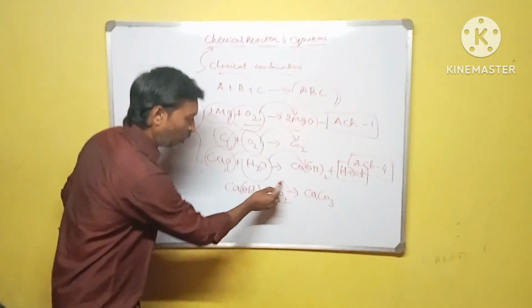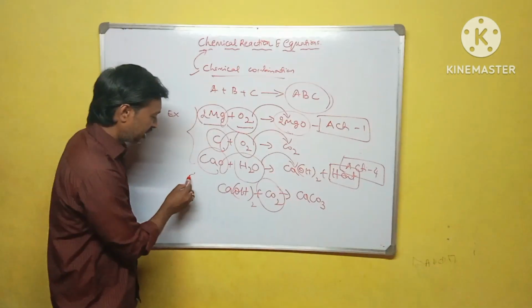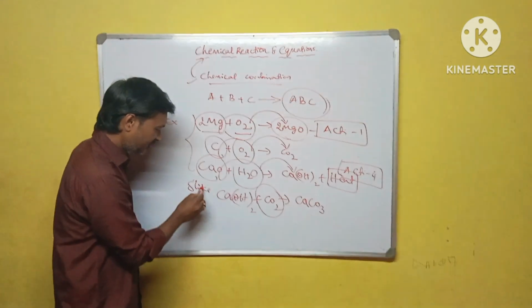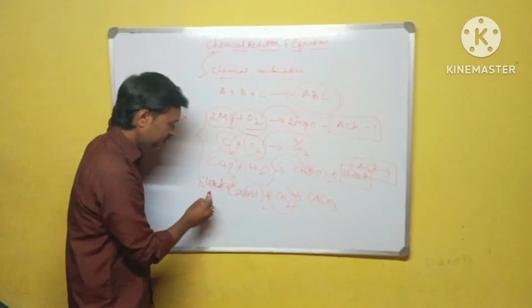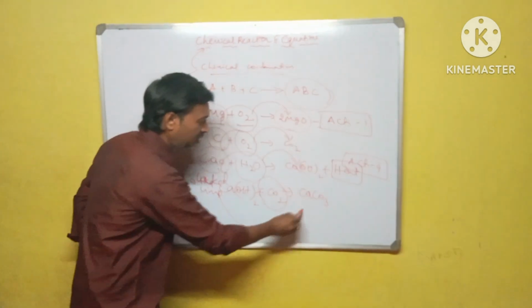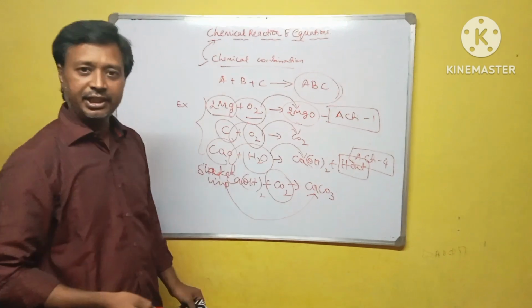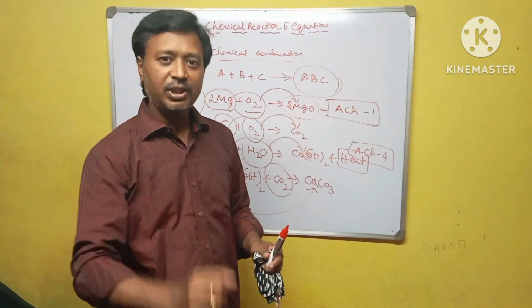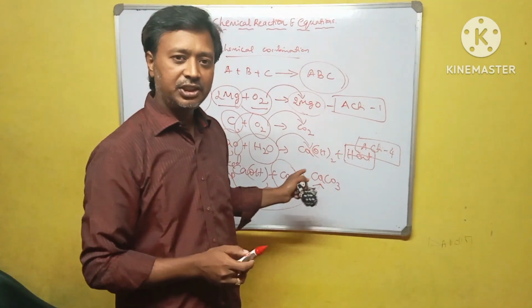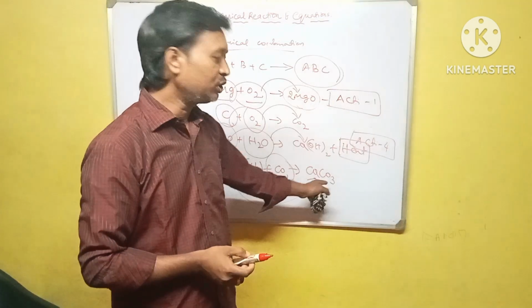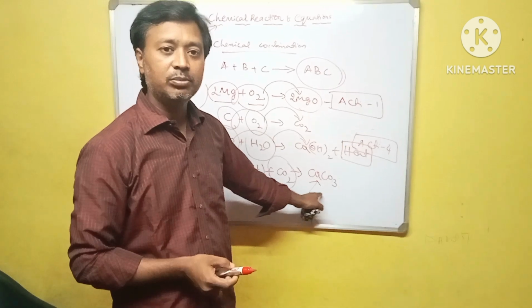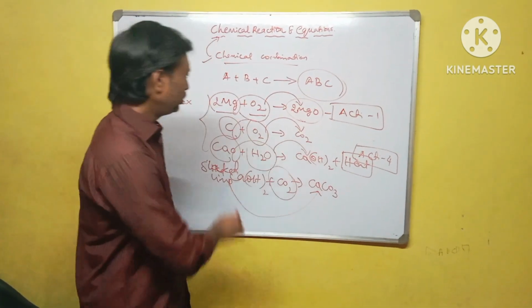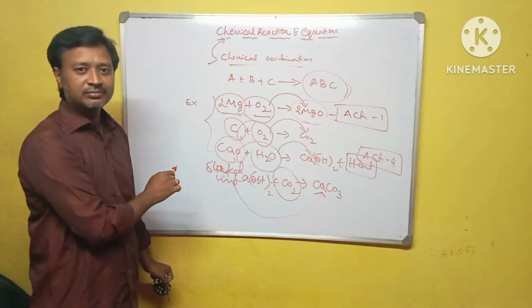If you blow carbon dioxide into slaked lime, it turns into calcium carbonate. One more question they can ask: what happens if we blow carbon dioxide into calcium hydroxide? It turns milky white because of calcium carbonate. Do you have any doubt in this?